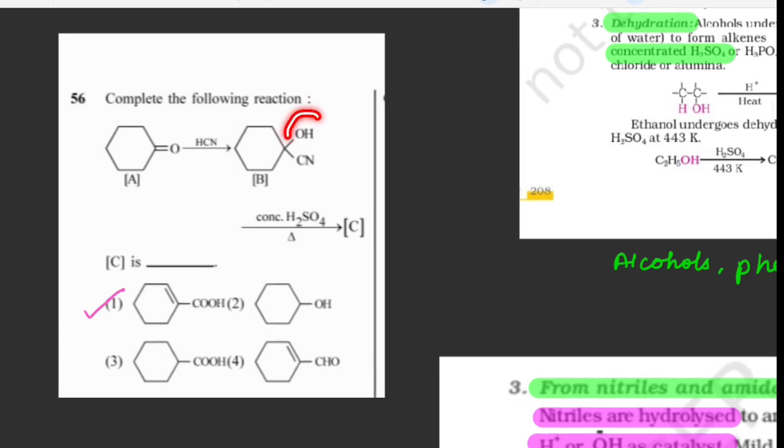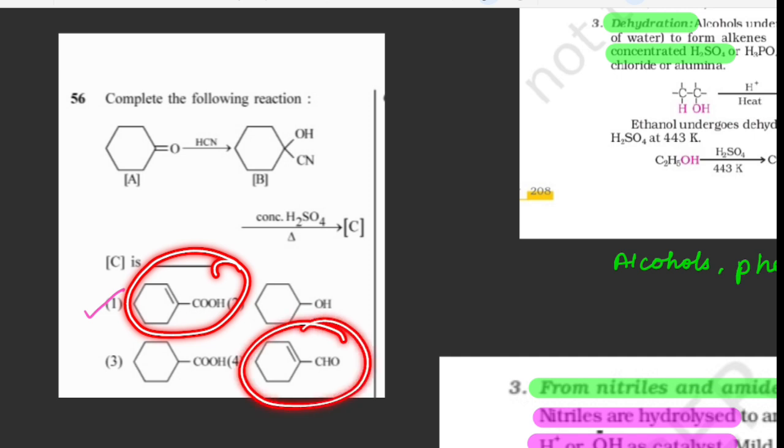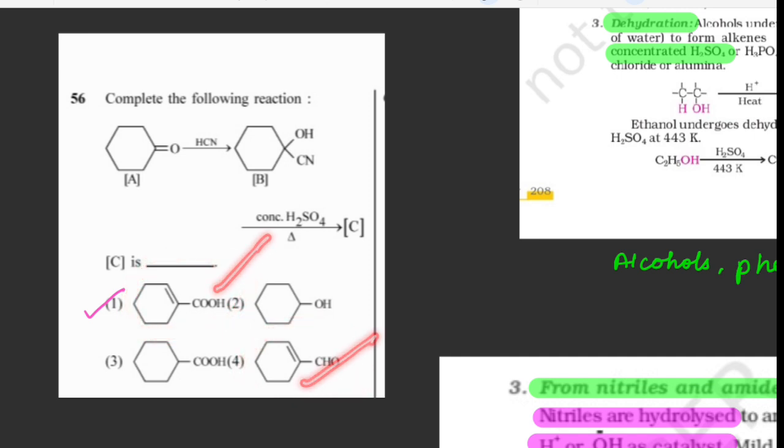So this is alcohol. When it is treated with concentrated sulfuric acid, dehydration will take place. For dehydration, beta hydrogen should be present. This is the alpha carbon and this is the beta carbon. The hydrogen which is attached here will be eliminated along with OH. As a result, a double bond will be formed. So see in the options whether a double bond is present. A double bond is present here, so you will have to see, one of these two options will be the answer.